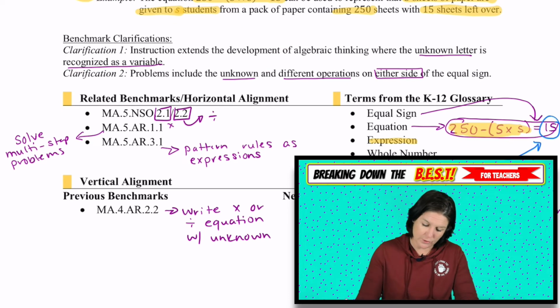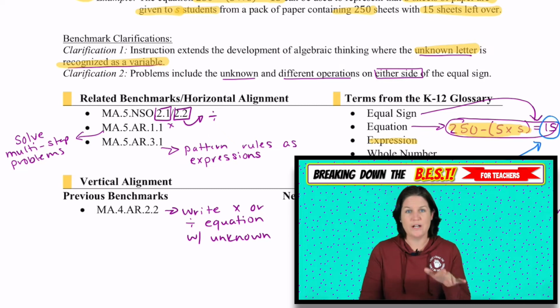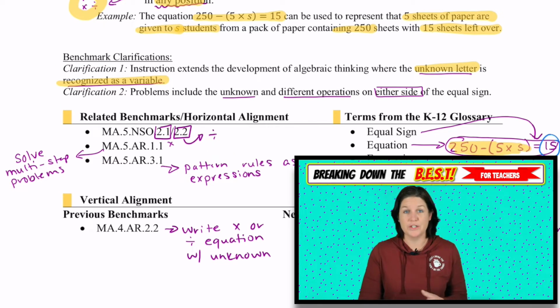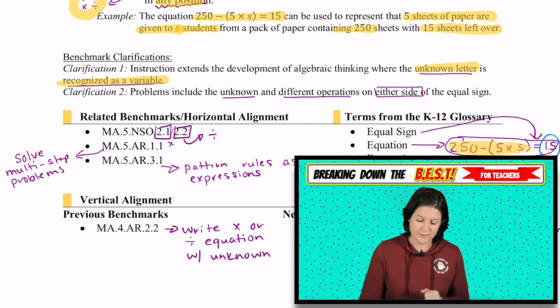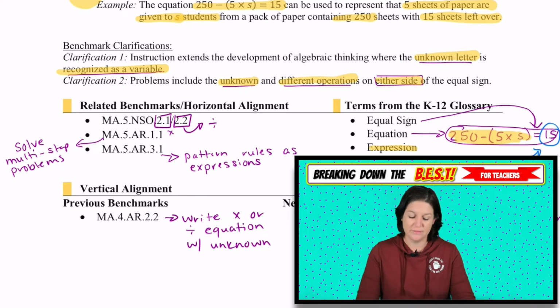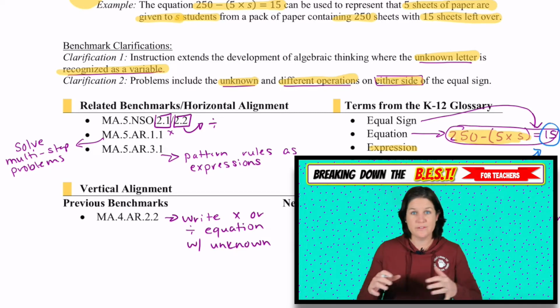Okay, so what else popped out at me? Here in the clarifications it says we'll be using unknown letters recognized as a variable. And usually with those variables, we try to make it whatever it is that we're trying to figure out. So in the example, the variable was s, and s stood for students. Also, the problem can include the unknown and different operations on either side of the equation. So it can show up on the left or the right.